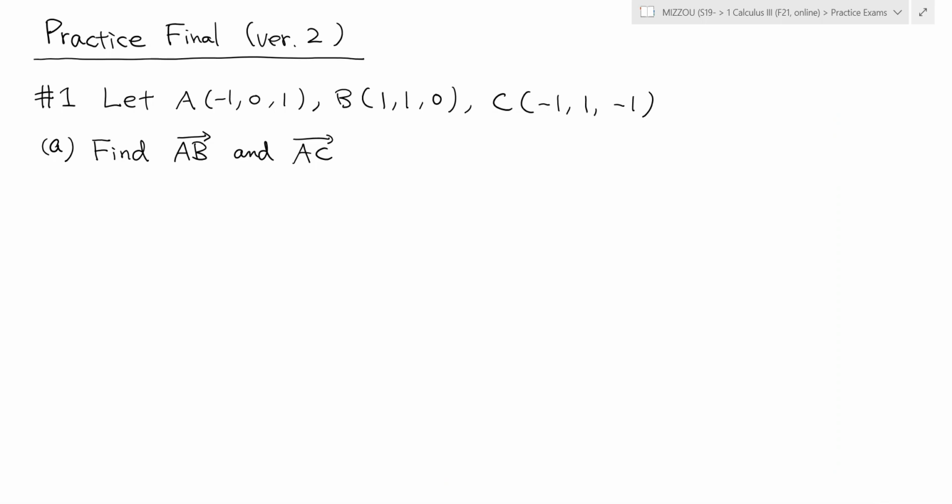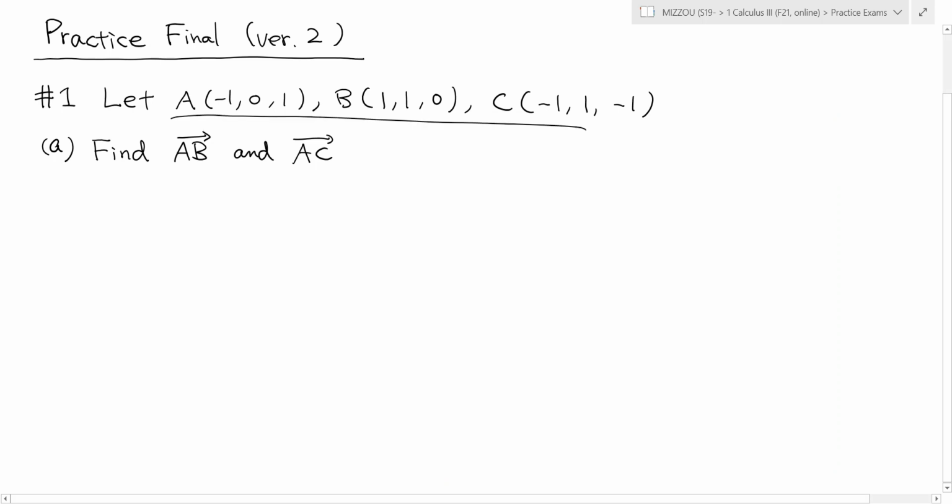So let's start with problem number one, part A. Suppose you are given those 3 points in xyz space, and find those 2 vectors. So remember how to find, so to speak, displacement vectors between 2 points.